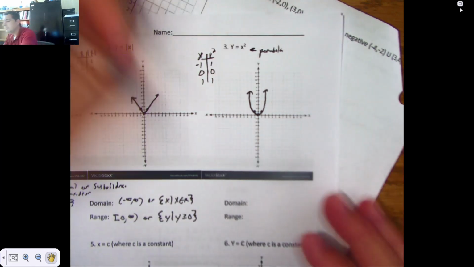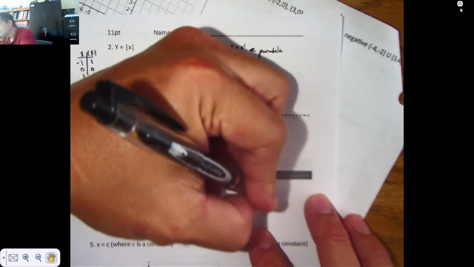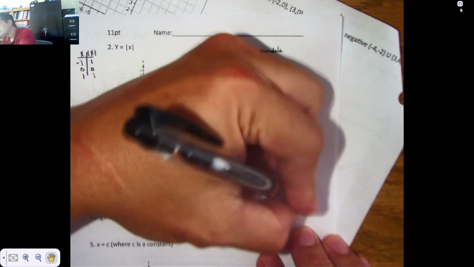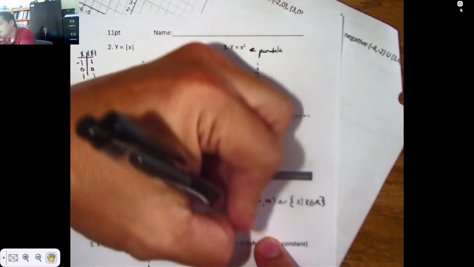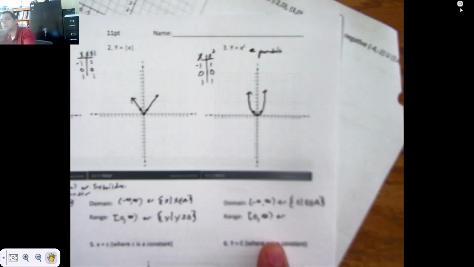Her domain is the same as the v, negative infinity to infinity, or all values of x such that x is an element of the real. Her range is 0 to infinity, you can bracket the 0, or all values of y such that y is greater than or equal to 0.